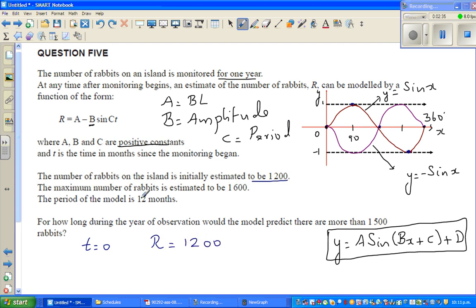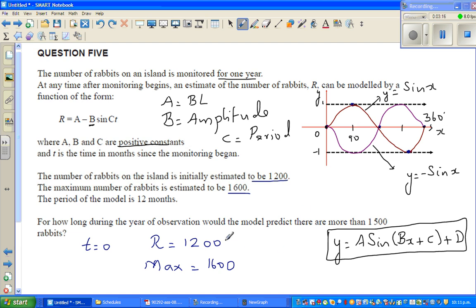The maximum number of rabbits is estimated to be 1600. So your maximum is 1600. If I start this at time 0, the baseline, instead of 0, is 1200, and this is the maximum. So the amplitude is the distance between the baseline and the maximum, or the distance between the baseline and the minimum. So amplitude is maximum minus baseline.